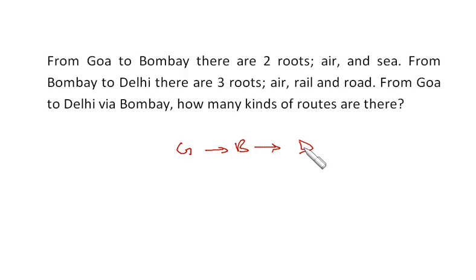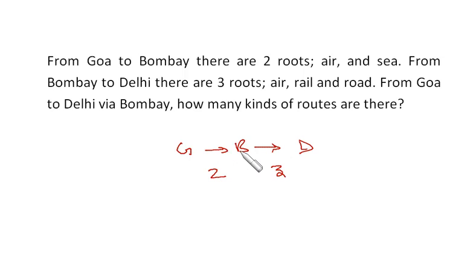That means now two events are happening simultaneously. One is from Goa to Bombay and the other is from Bombay to Delhi. Now both the events are happening simultaneously. That means the person is first of all going from Goa to Bombay, then Bombay to Delhi. Now, how many choices does one have if he is going from Goa to Bombay? There are two routes. And from Bombay to Delhi, there are three routes.